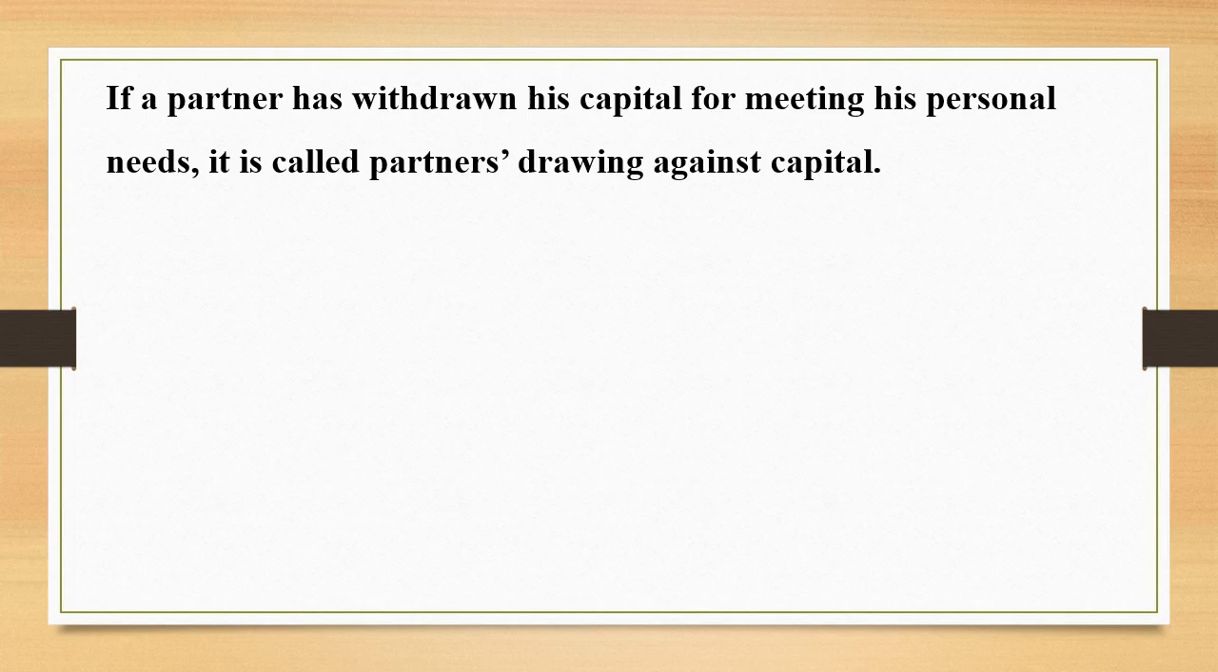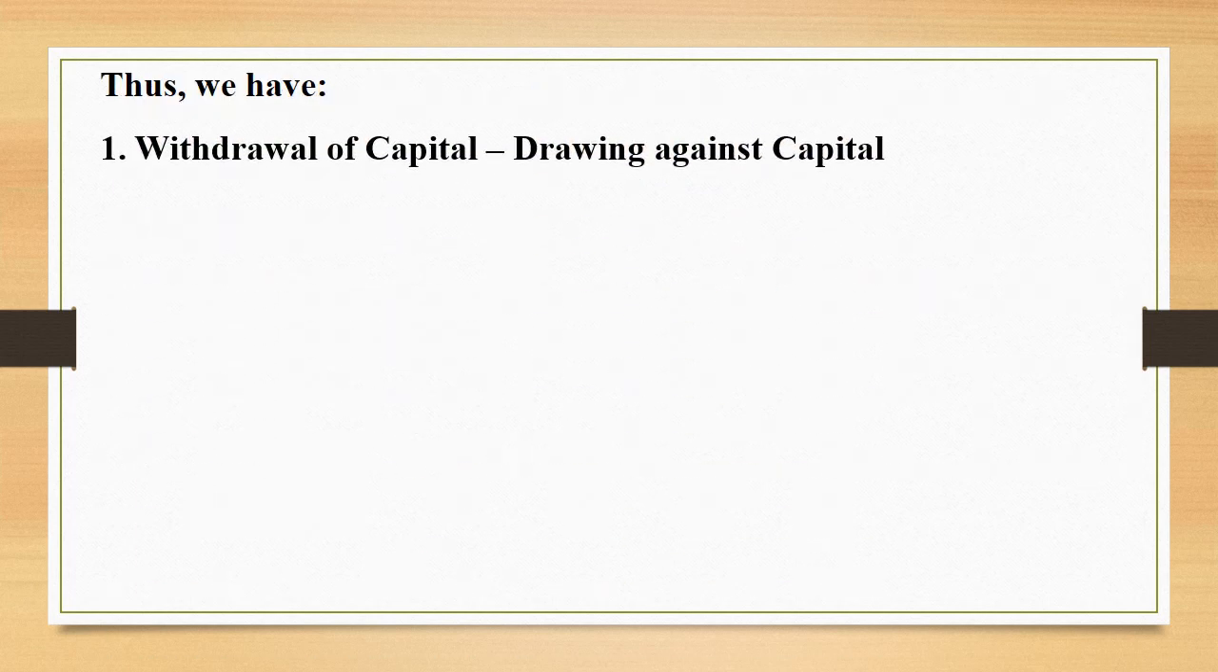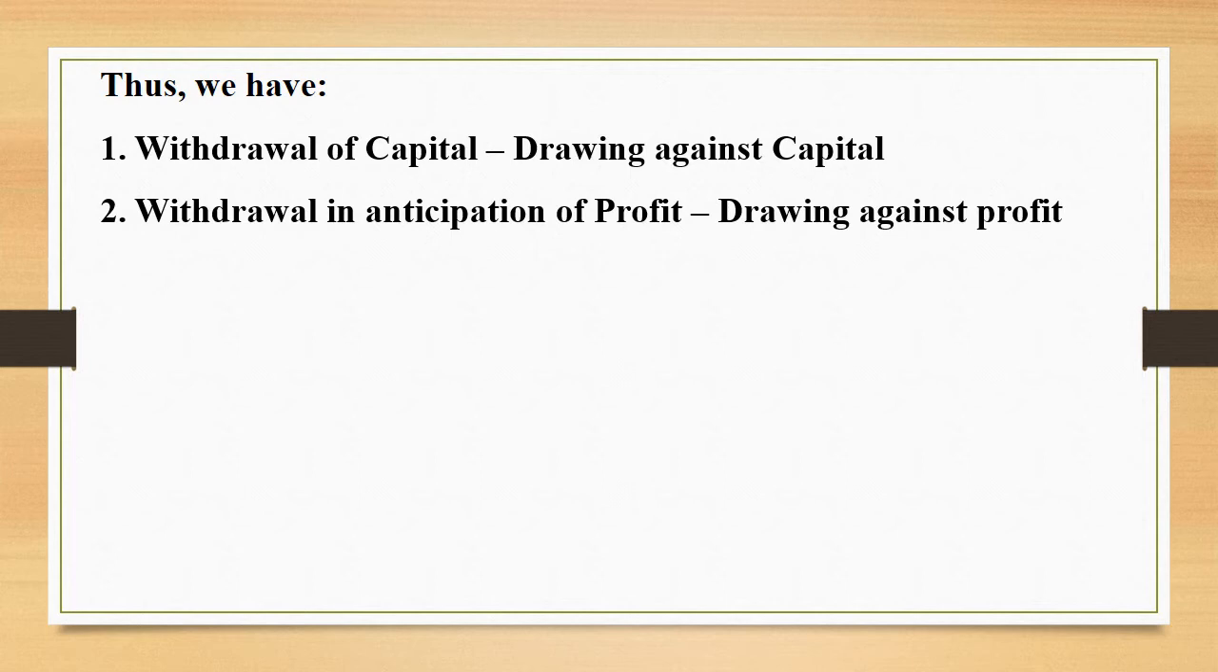If a partner has withdrawn his capital for meeting his personal needs, it is called partner's drawings against capital. You can see there the amount has been withdrawn out of his capital, right? So we say that this drawing is against capital. And the entry passed will be partner's capital account debited to cash or bank or purchases. Thus, we have two ways of drawings: withdrawal of capital, that is drawings against capital, and second, withdrawal in anticipation of profit, that is drawings against profit.